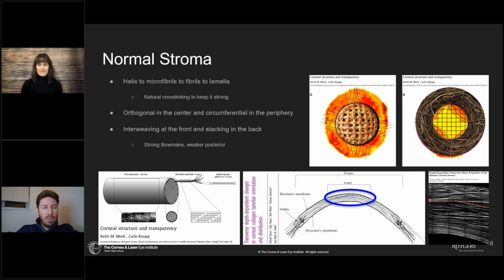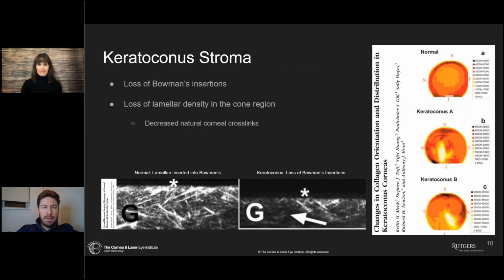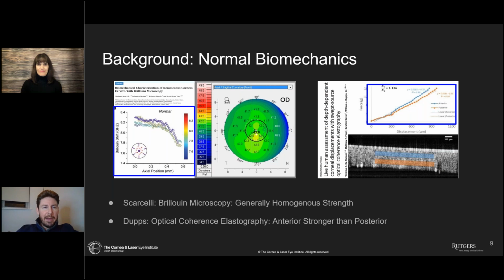So if we move forward, we'll see the various types of biomechanical measurements that we can do on these corneas. Scarcelli's work looks at Brillouin microscopy, which is a way to measure photon shift and turn that into corneal strength profiles. What you can see is that if you put a point anywhere on the normal cornea, we generally have a similar strength profile across the cornea.